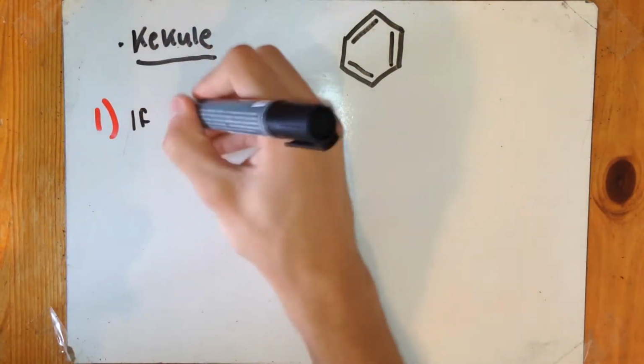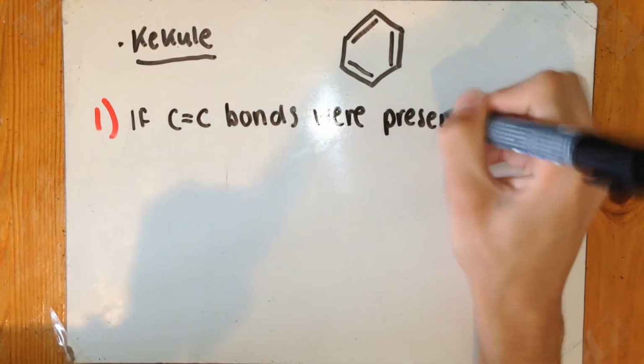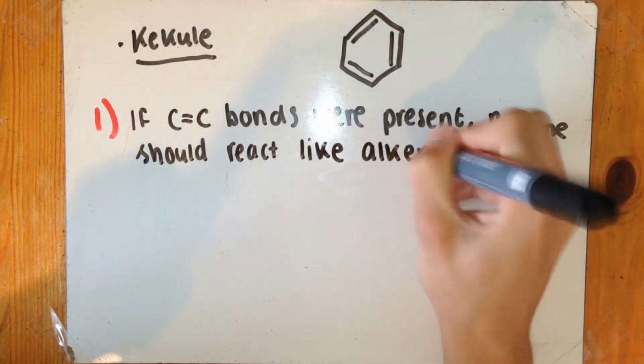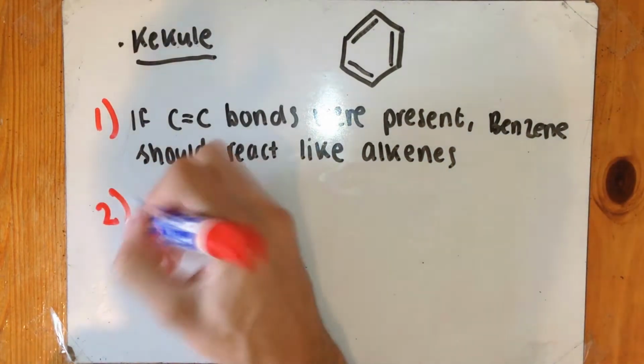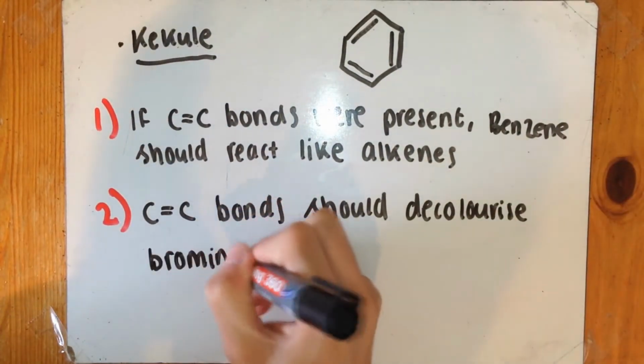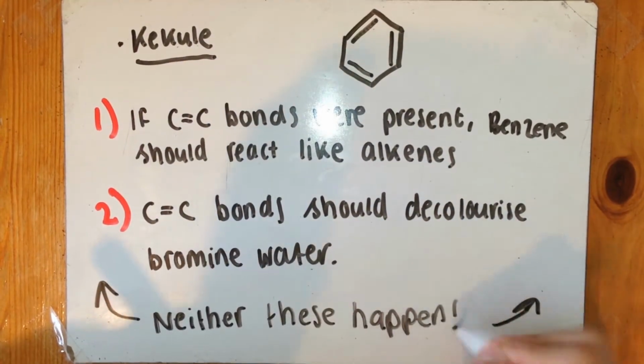First being, if there truly were carbon-to-carbon double bonds, benzene should react like other alkenes. For example, alkenes containing carbon-to-carbon double bonds, when reacted with bromine water, would decolorize the bromine water. However, this was not the case.